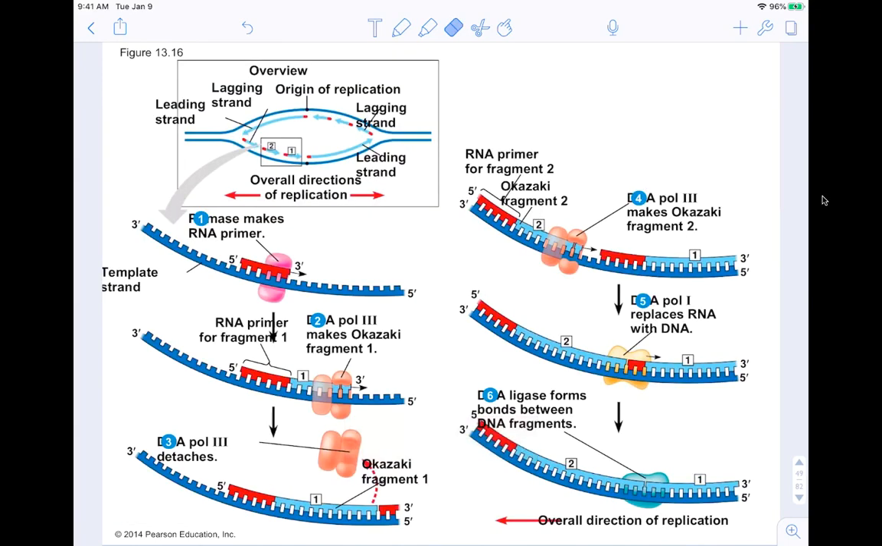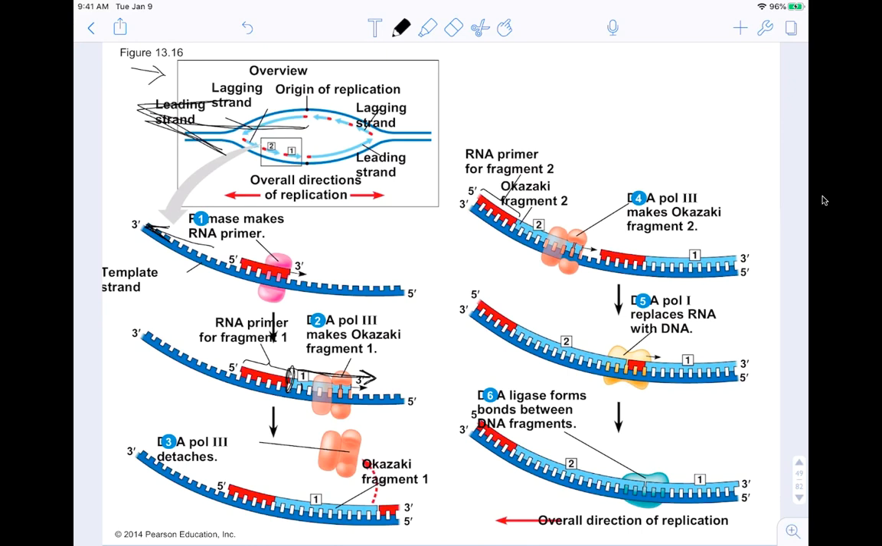Okay, so this looks a little complicated, but this is the overall structure of our replication bubble, right? We've already talked about the leading strand. We're talking about the lagging strand now. So basically, we're still moving overall in this direction, right? Everything is moving in this leftwards direction. So the fork is opening up this way. So RNA primer is going to signal to DNA polymerase that it's time to attach. So it's going to attach here and it's going to be adding on to the 3' end, because that's what it does. So it makes this first little number one fragment.